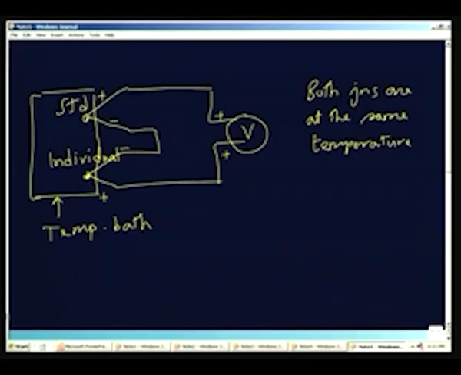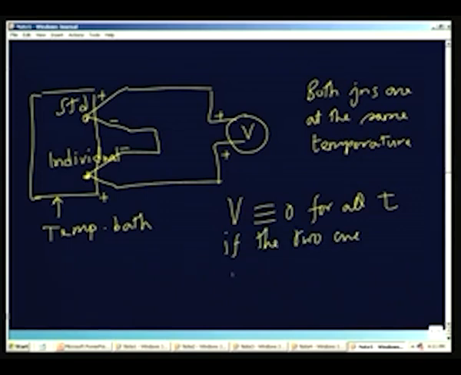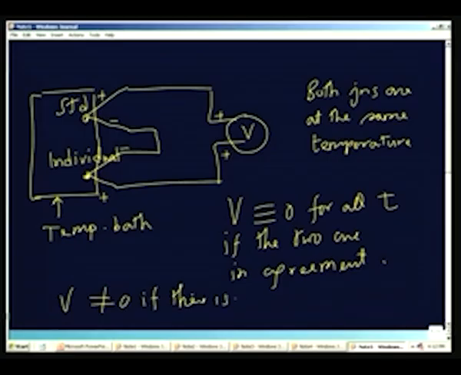If the standard reference and individual are exactly alike, V will be equal to 0 for all t. If the two are in agreement, because at any time I am making the measurement, both are at the same temperature, that means I do not expect any voltage difference. But if the individual thermocouple is not behaving exactly like the standard, V is non-zero if there is a difference in the thermocouple.